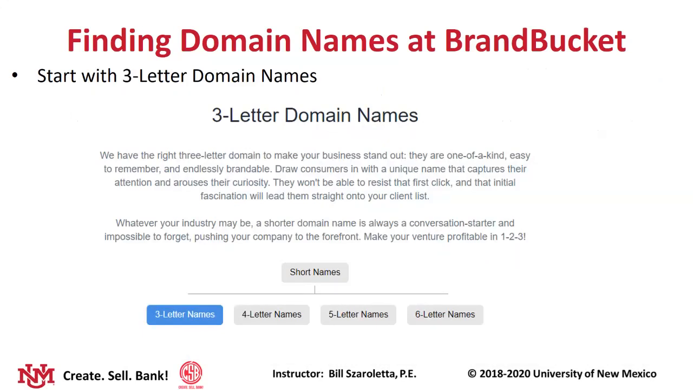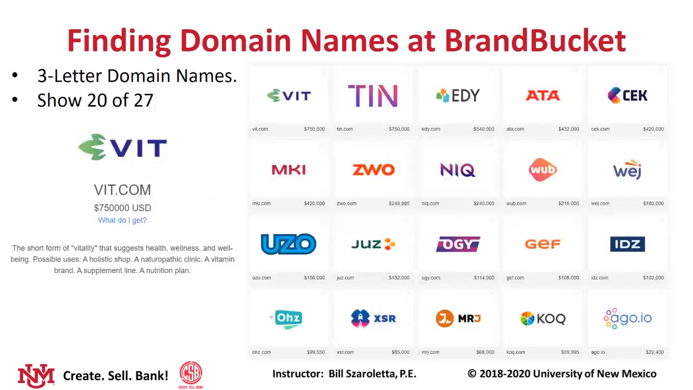But let's start with 3-letter domain names. You know, you just click on 3-letter domain names at BrandBucket, and you find short names, 3, 4, 5, and 6. But let's just look at 3 for a sec. And they have 27 of those. 3-letter VIT.com, which, look at the valuation on that, $750,000. The reason they want those to be very, very short is that they're memorable, they're quick to type, search engines like them.